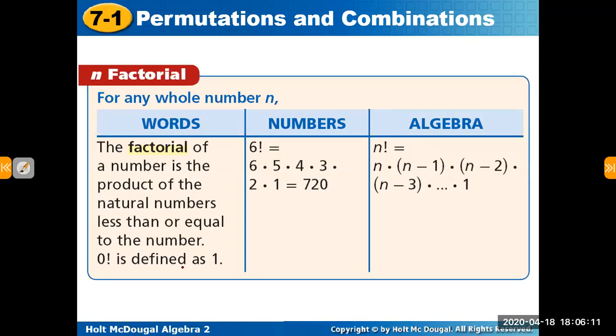So the factorial of a number is the product of the natural numbers less than or equal to the number. Less than or equal means it includes the number as well. So 6 factorial includes 6. Now 0 factorial is 1. 0 factorial is considered as 1.